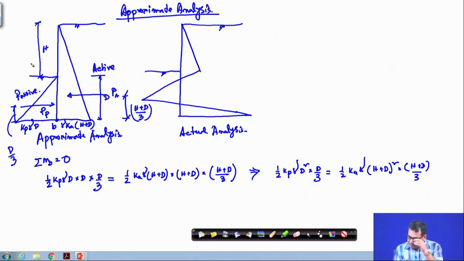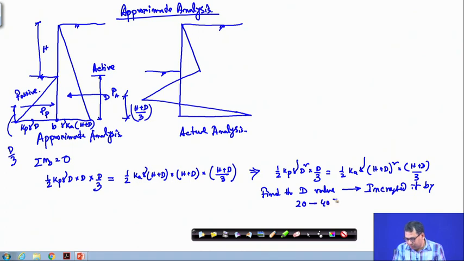So, you get the d value from here. So, find the d value, then increase it by 20 to 40%, increase it by 20 to 40 or 30%. Okay. So, this is the approximate analysis, but I would recommend to do the actual analysis that I have solved in the previous class. Okay.